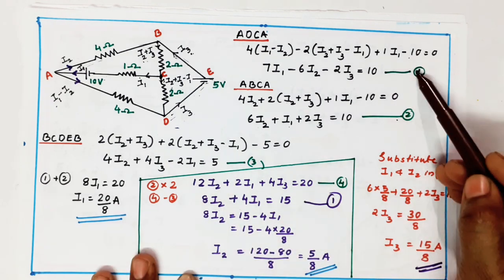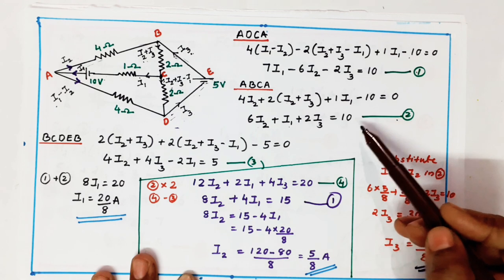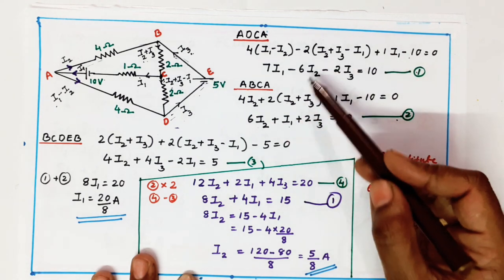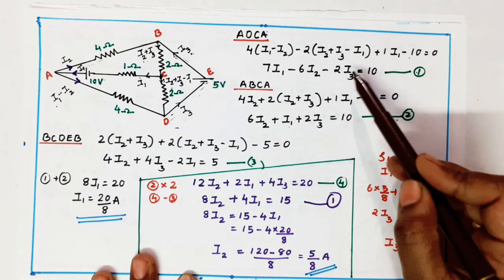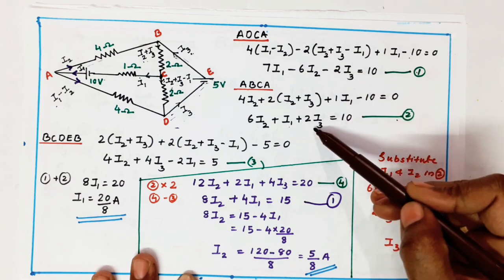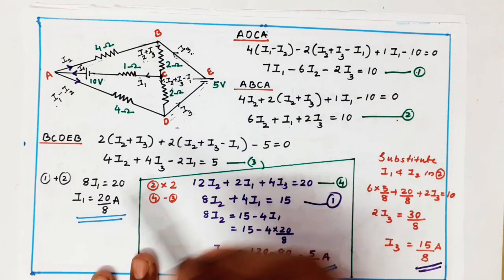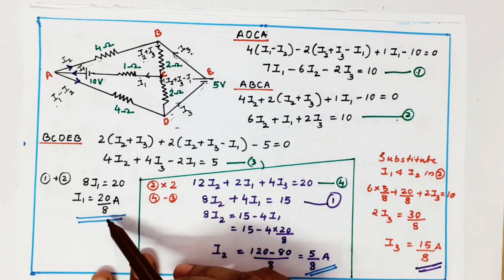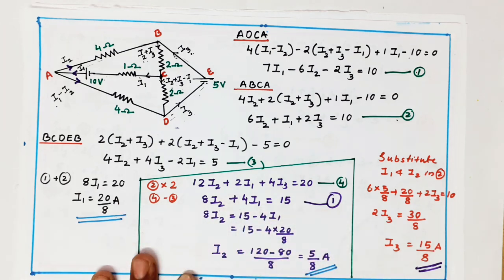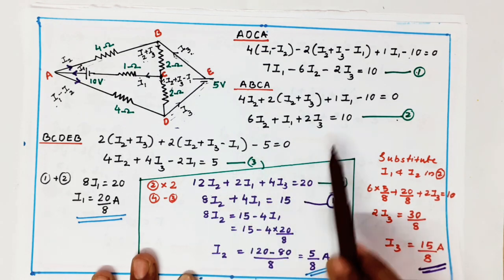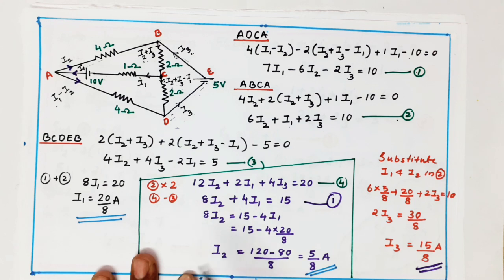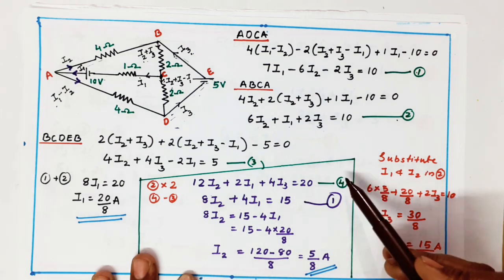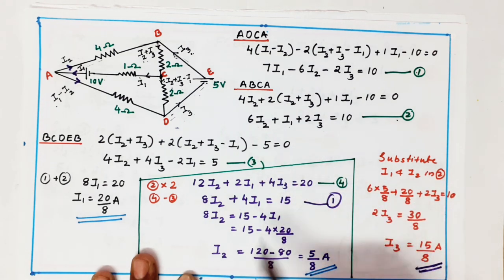If you see the first equation and the second equation, you can add them: 6 I2 and minus 6 I2 cancel, minus 2 I3 plus 2 I3 cancel. Rest is 8 I1 equal 20, I1 equal 20 by 8. After that, the second equation I multiplied with 2. That is 12 I2 plus 2 I1 plus 4 I3 equals 20. This is equation number 4. This equation and the third equation, you subtract.